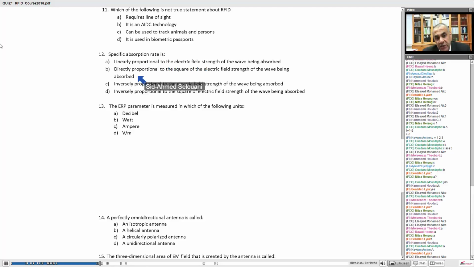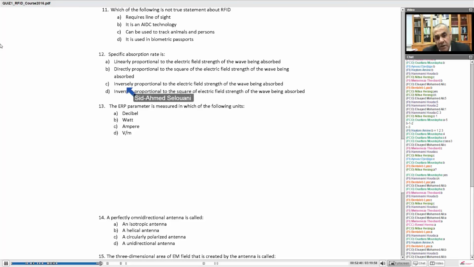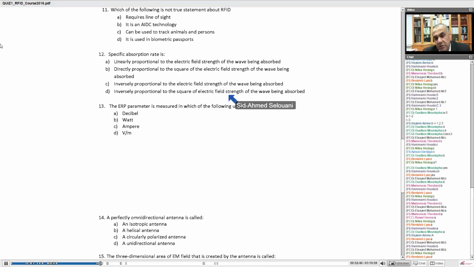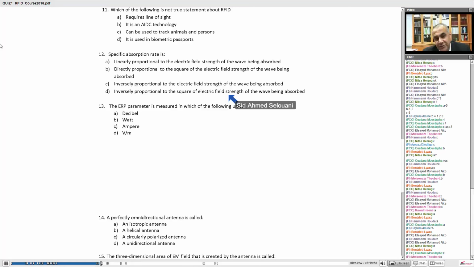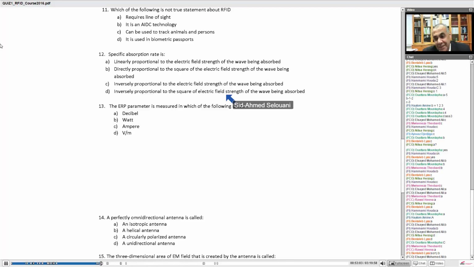12. Specific absorption rate is linearly proportional to the electric field, directly proportional to the square of the electric field, inversely proportional to the electric field, or inversely proportional to the square of the electric field. You have to show your formula or remember your formula.